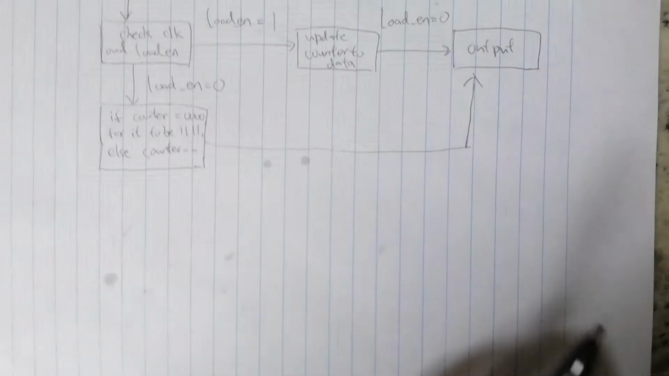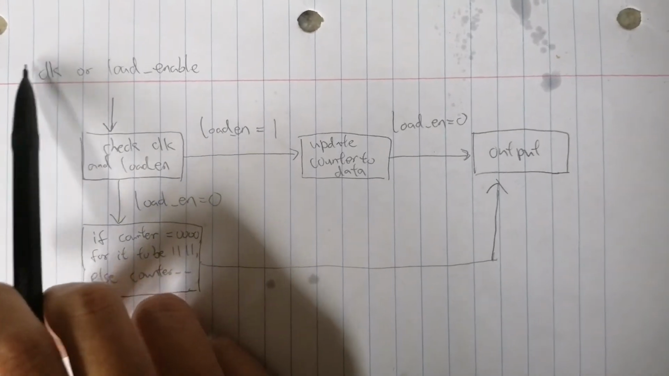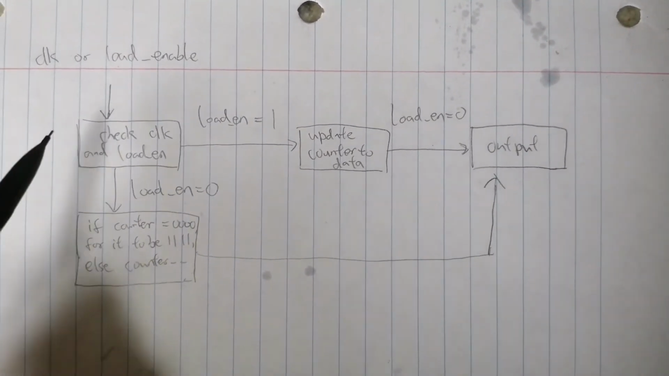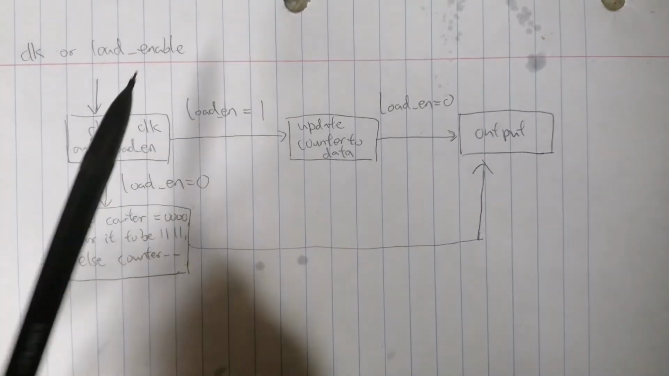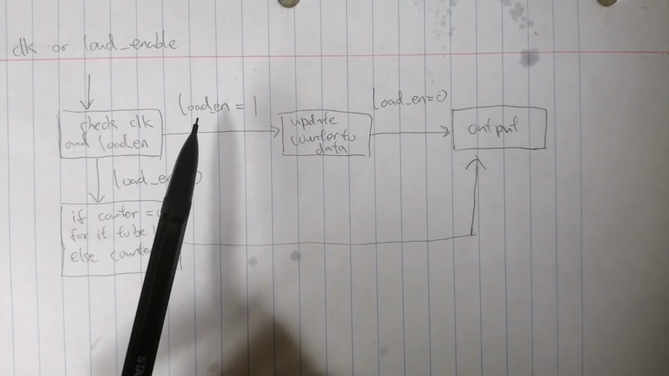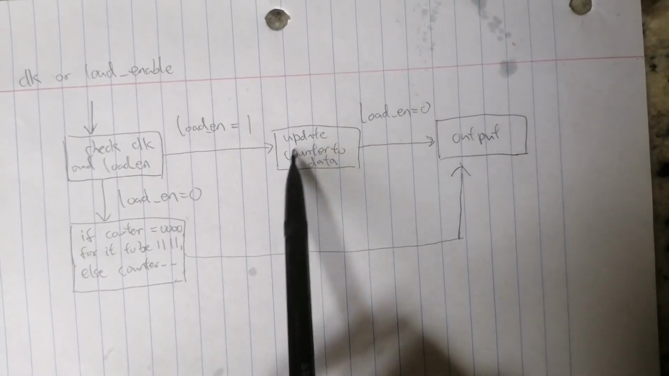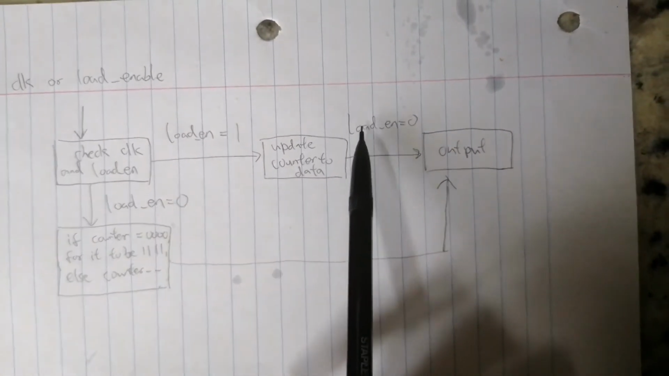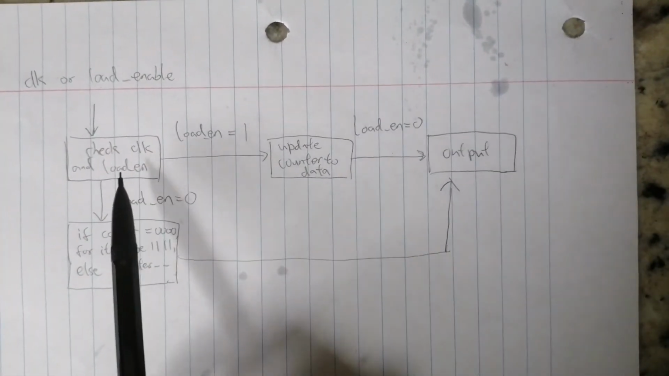Then I look at the block diagram. So it's the clock trigger and load enable trigger. Basically I will check if my load enable equals 1. If load enable equals 1, then my output automatically updates to whatever is in the data value, until load enable changes from 1 to 0 again.